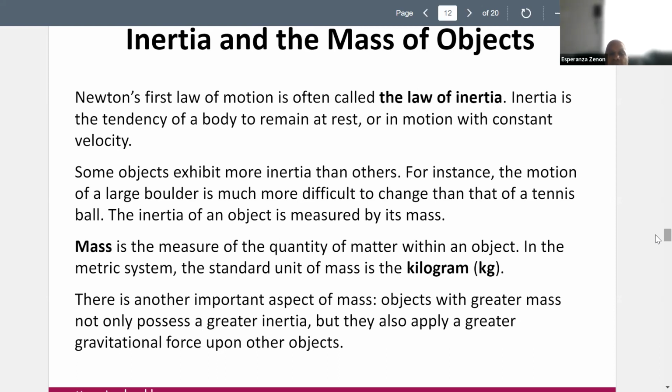So it says here at the bottom of the page, objects with greater mass not only possess greater inertia, but they also apply a greater gravitational force upon other objects. We'll explore that in 2 weeks when we talk about gravitation. But for now, you need to understand that an object that has more inertia has more mass and has more weight.